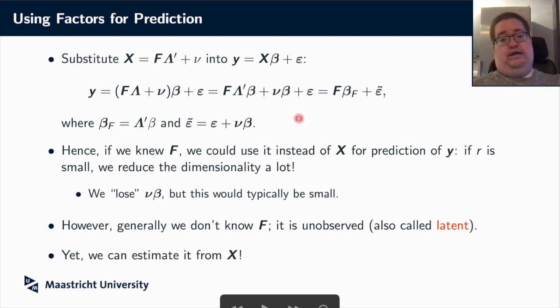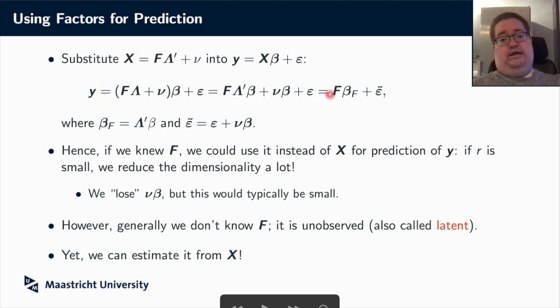Now, generally, of course, if your idiosyncratic components are not too large, then this whole error term will be relatively small, and you've lost fairly little in terms of explanatory power, and most of it is captured by this term F. So if you knew F, like for instance in the finance model I mentioned on the previous slide, then you could directly, instead of estimating a regression of y on X, estimate a regression of y on F.